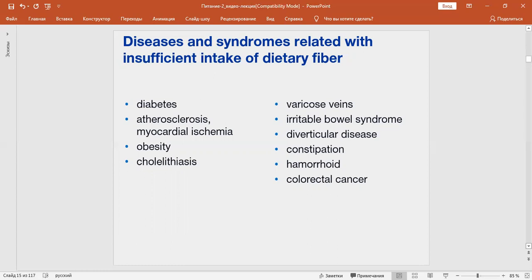Also, dietary fibers support the endoecology of the intestine, have an anti-inflammatory effect, stimulate the motor, secretory, and evacuation functions, and absorb toxins. That is why the deficiency leads to diseases of the bowel, in particular the colon: irritable bowel syndrome, diverticular disease, constipation, hemorrhoids, and colorectal cancer.